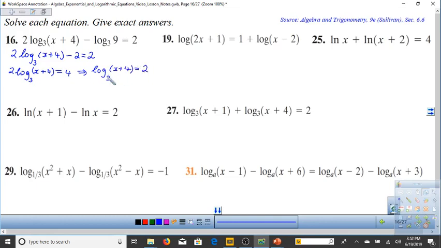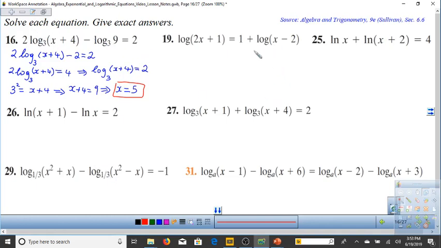And then I can rewrite that as exponential form. So 3 squared is equal to x plus 4, which means x plus 4 equals 9, which means x is equal to 5. So my correct answer here is 5. Let's check that. You plug in 5 for x here, you get log base 3 of 5 plus 4 is 9, log base 3 of 9 is 2, 2 times 2 is 4, and then minus another 2 here. 4 minus 2 is 2, so that worked.